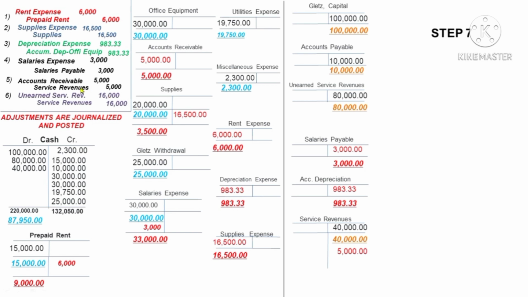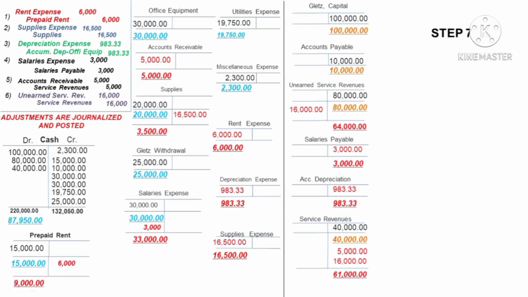And lastly, we have debit unearned service revenues of 16,000 and credit service revenue 16,000. So we have both these accounts already. We have unearned service revenues, so we just have to debit the 16,000 and it will become 64,000, which is 80 minus 16, and credit service revenues of 16,000. We put it right here, and because of this, the updated balance of the service revenues will now be 61,000. And that's it for posting adjusting entries.